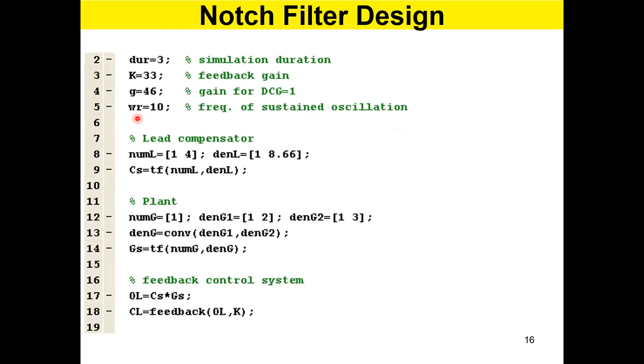This is the oscillatory response. This is our lead compensator already done, so I'm not going to introduce that again. Now our plant has numerator 1 and denominator 1, 2, 1, 3. This is the open loop plant. Then the complete denominator is denominator 1 and 2 together, so I create that one. GS is the open loop transfer function of just the plant. Then you have the closed loop transfer function with feedback, the open loop transfer function with K.